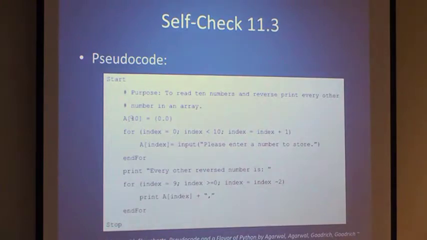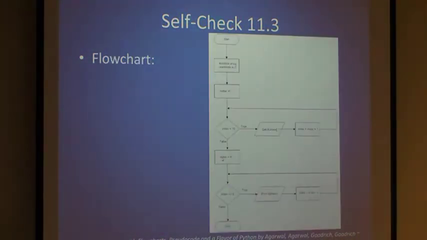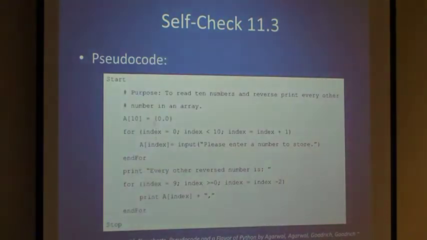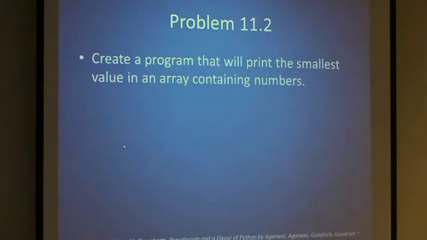I'll skip that, but here's the pseudocode. You can go through it later. All we have done is changed 5 to 10. That's about it. And 4 to 9 over here. Now, please note this minus 2. You're printing every other number in the array, not all of them. Okay? So go through this, please. It's very similar. And this is a flowchart. And there's no Python because we want you to work out the Python, which is trivial.